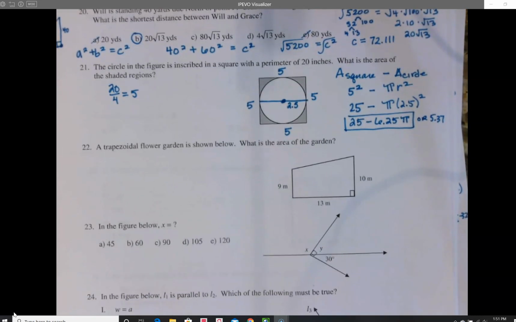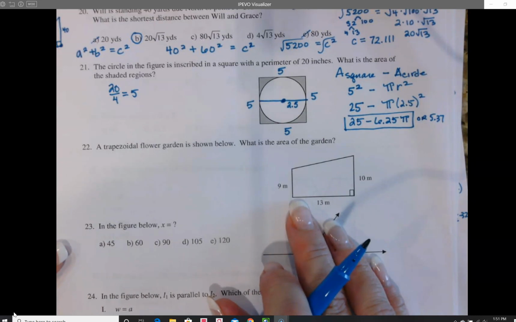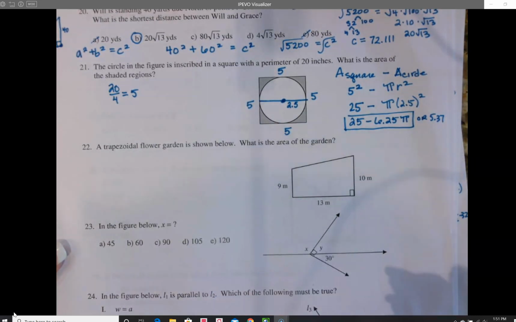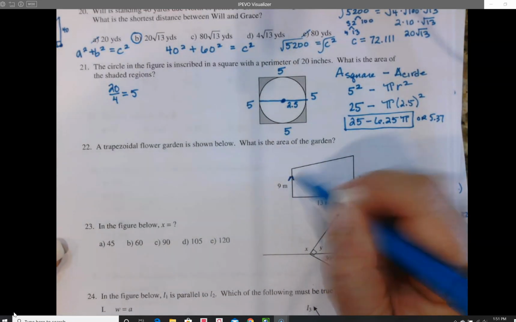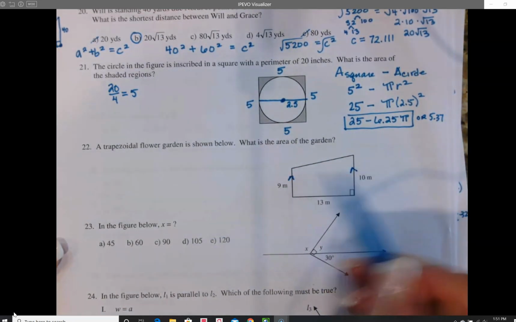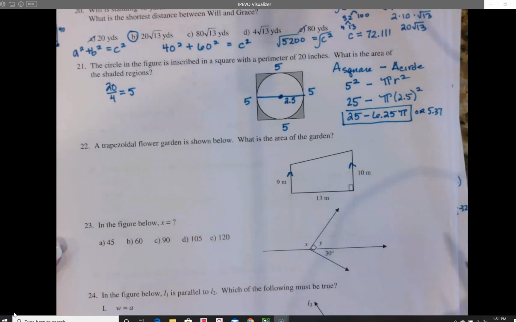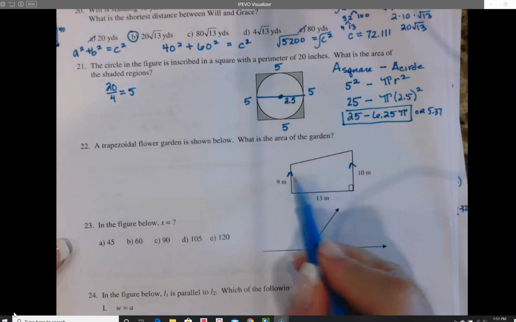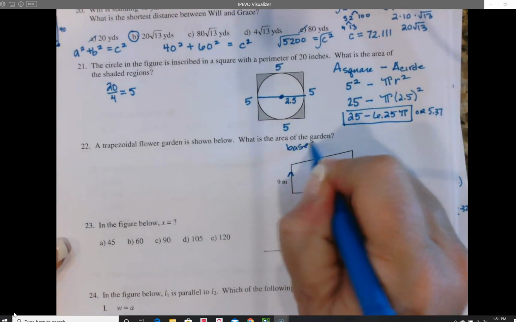Number 22, a trapezoidal flower garden is shown below. What is the area? And this is just a question of, do you know the formula for the area of a trapezoid, and do you know the parts of a trapezoid? So every trapezoid is made out of 2 parallel sides. Most of the time they show them on the top and bottom, but in this case they're on the left and right. So these are called our bases. Those are the bases of a trapezoid.